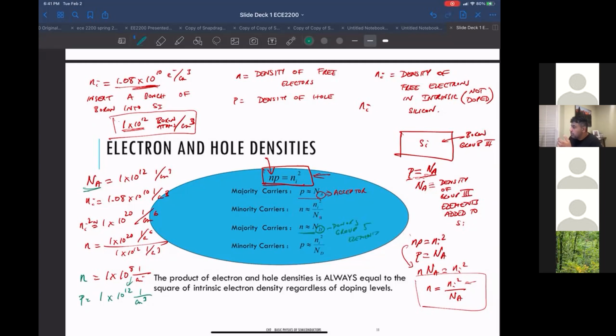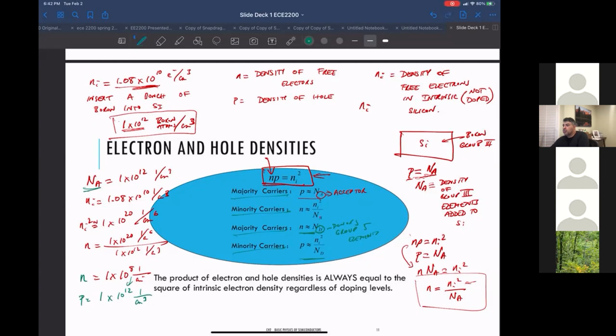You end up getting a nexus of electrons, and you drive down the number of holes. So basically, you have these concepts called majority and minority carriers. The majority carrier is whichever carrier you have an excess of. So if you dope a semiconductor with group 3 elements, which are also called acceptors, the majority carriers are going to be holes, and the minority carriers end up being the electrons.